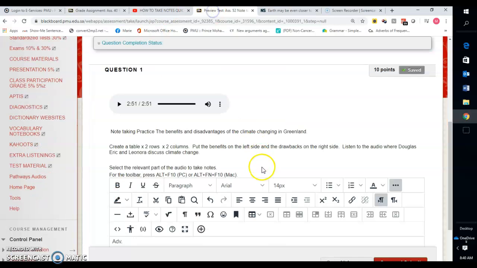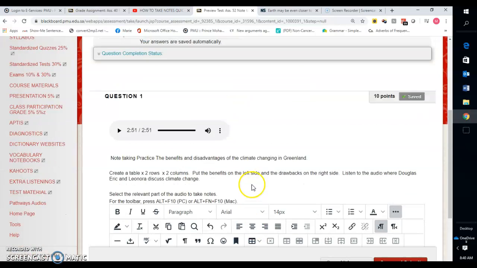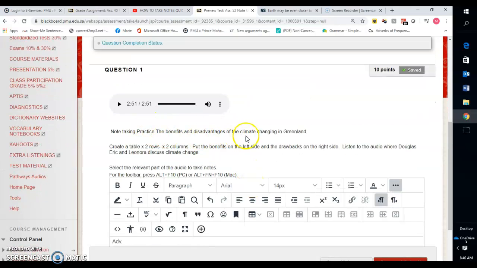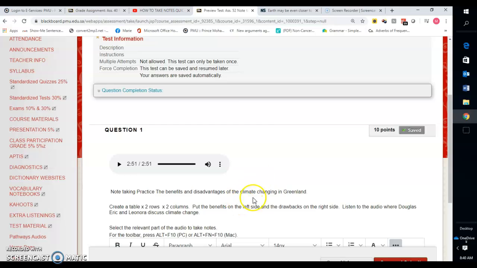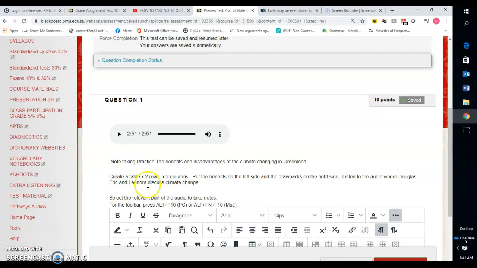Okay, so today's assignment, or the last assignment you've done rather, was the audio on climate change in Greenland. So have a listen to this one, and again check your question. So listen to the audio where Douglas, Eric and Lenora discuss climate change. Select the relevant part of the audio to take notes. So the relevant part will be the question. And the question is the benefits and the disadvantages of the climate changing in Greenland.